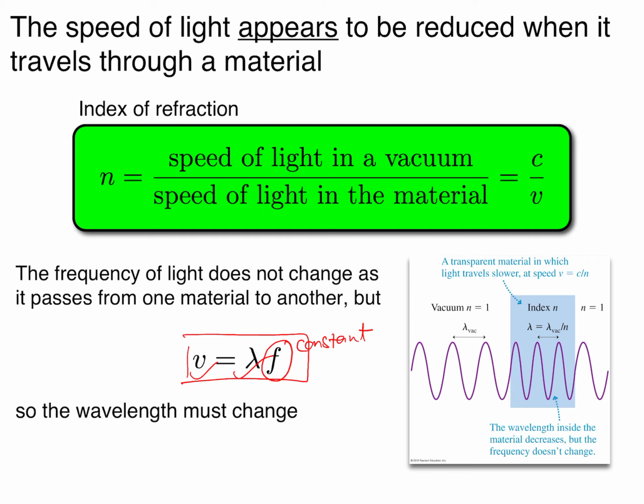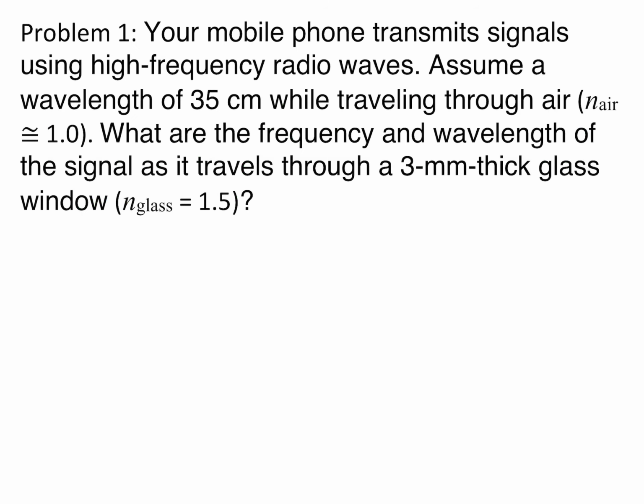That means if light, or an electromagnetic wave, travels from one medium to another, the frequency remains the same, but the wavelength is going to change to adjust for the velocity, because the velocity is going to be slower. So, you know the relation n is equal to c over v, and v is equal to lambda f. I think now you have to do these problems.